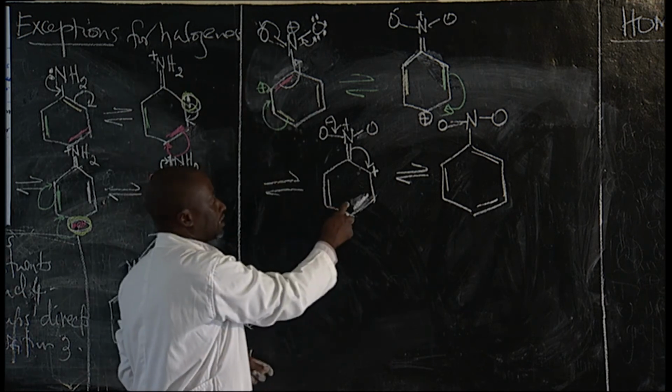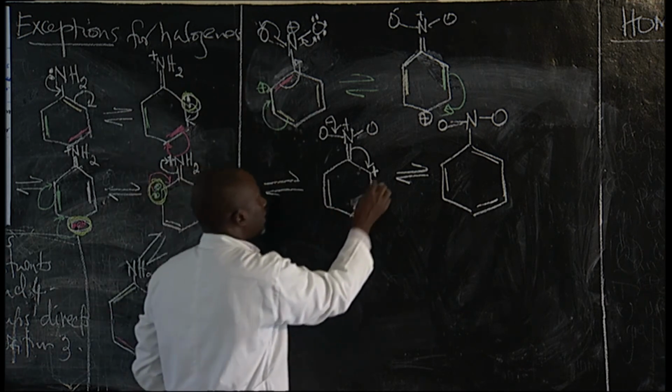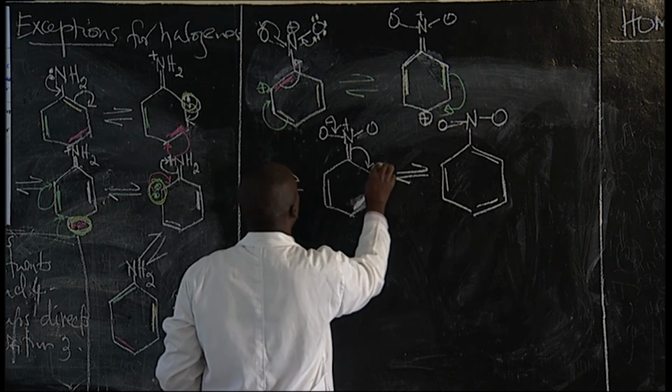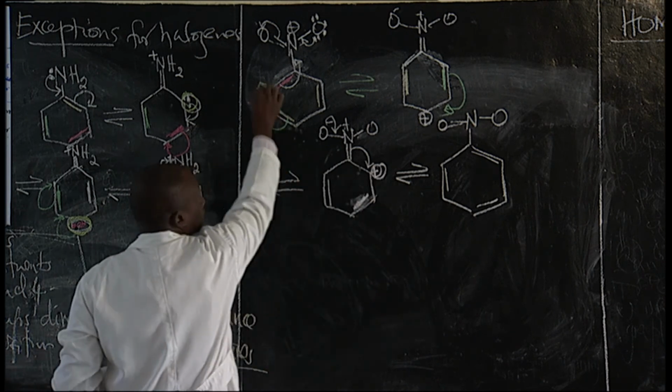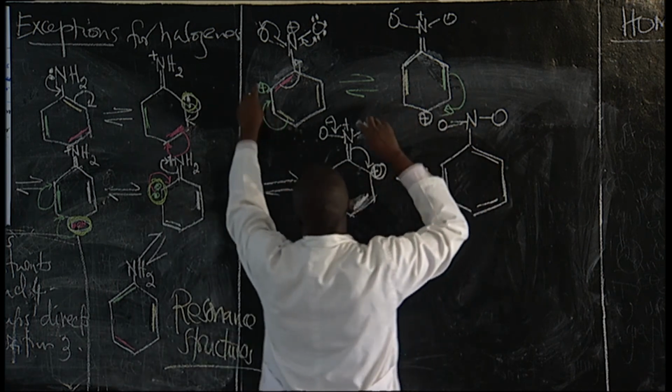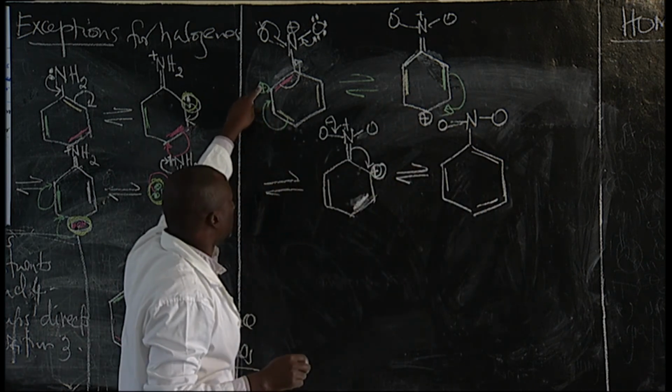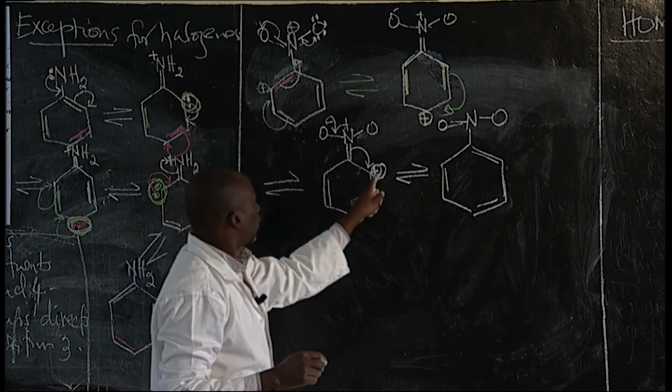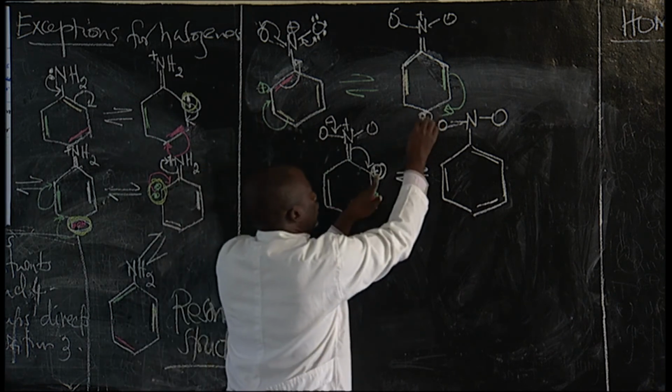Look at where the positive charges have been formed. This is a positive charge. We had a positive charge here, and then we have another positive. This is a positive charge. This is position number 2, and this is also position number 2. This is position number 4.